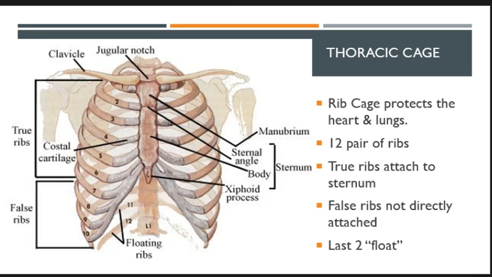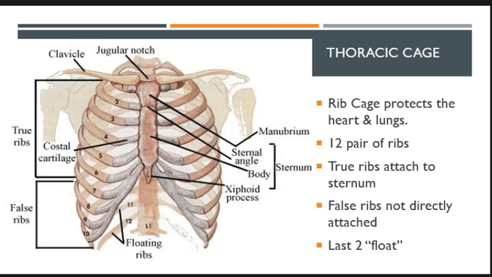Our thoracic cage, I want you to know this, protects our heart and lungs. We have 12 pair of ribs. True ribs attach to the breastbone called the sternum. The ones that are attached just to other ribs and not to the sternum are called false ribs. They're not directly attached. And then we have those floating ribs out to the side. The last two just float. They're back over here by your back.